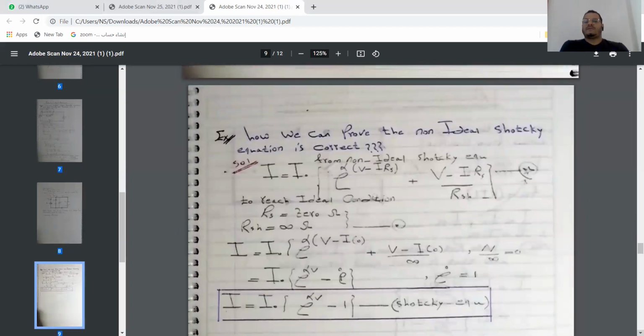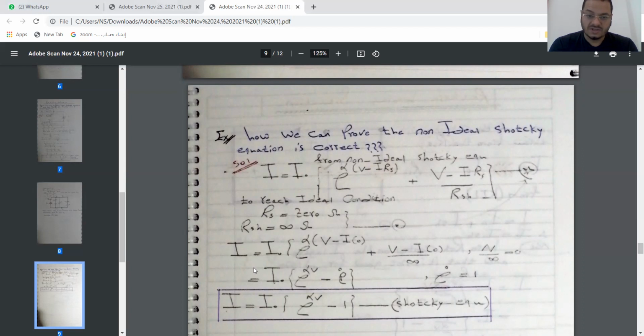How can we prove the non-ideal Schottky equation is correct? That's easy. When we deal with an ideal Schottky diode, that means RSH is infinite, so we put infinity ohm at our parallel resistance. Like I said before, no current or just a very small amount of current will pass through the parallel resistance, which means it has a huge value.